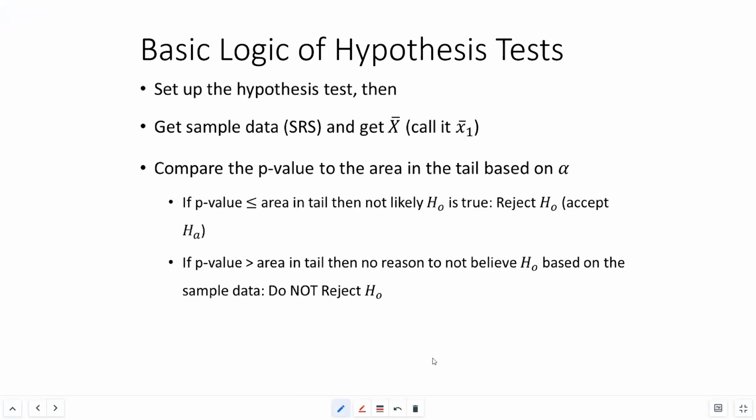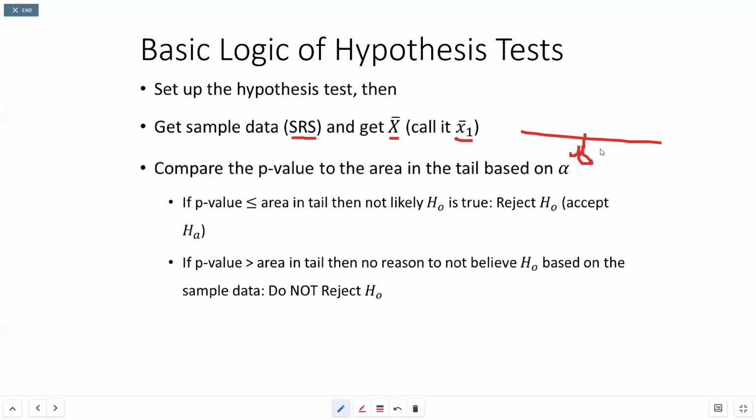So let's go through the steps again. We're going to set up the hypothesis test, get some sample data. SRS, if you guys recall, is a simple random sample, and get the average. We're going to call it x bar 1. We're going to compare the p-value. So this x bar 1, you put it on a number line. You got some mu naught number that's coming from your null hypothesis.